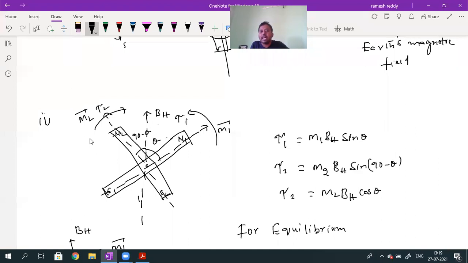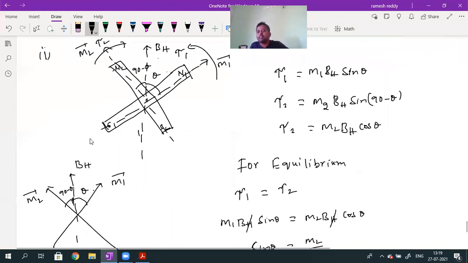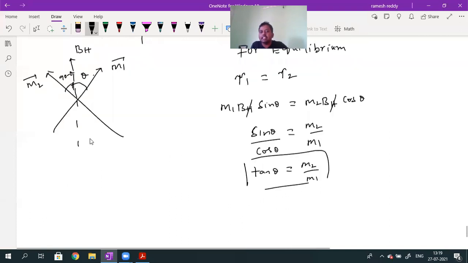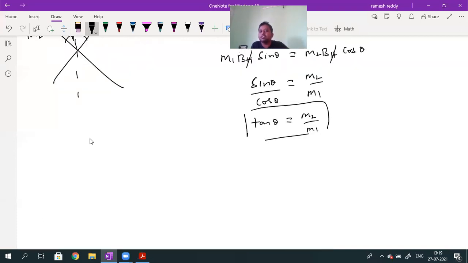For the system to be in equilibrium, one torque will be clockwise and one torque will be anti-clockwise. For equilibrium, the sum of the clockwise moments is equal to the sum of the anticlockwise moments. Equilibrium means they will remain as a cross only. They will not rotate in the direction of B bar. If they are to remain as a cross only, the condition is given by tan theta equal to m2 by m1.